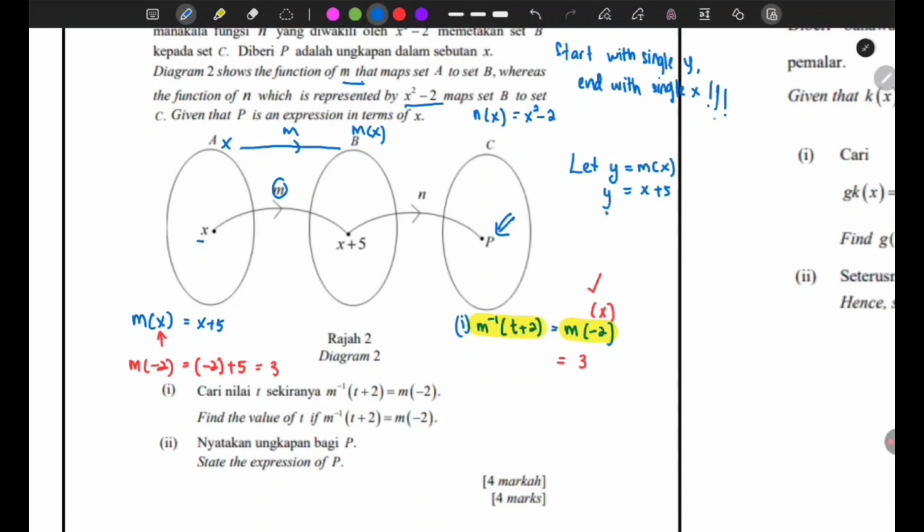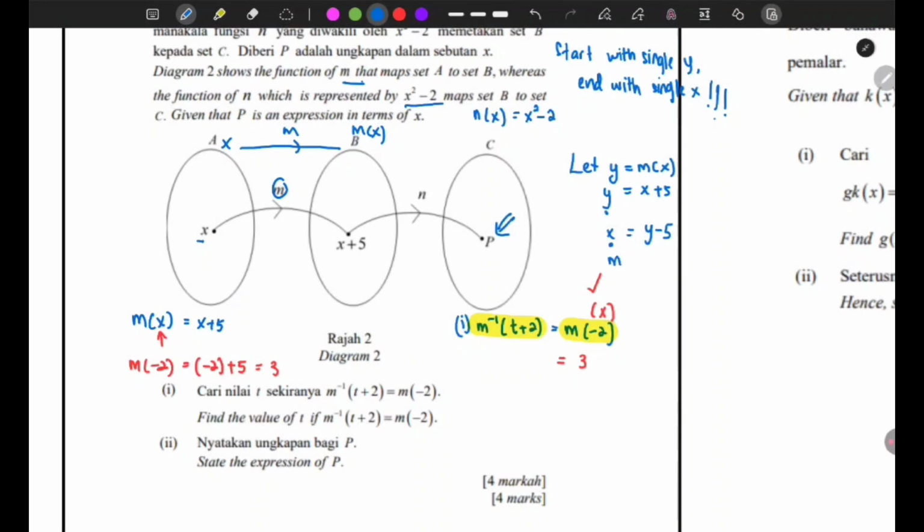You start with your y, so finish with your x. So find out your x. So bring your y to that side, become y minus 5. There you go. I start with my y, I end with my x. So I have already inversed it.